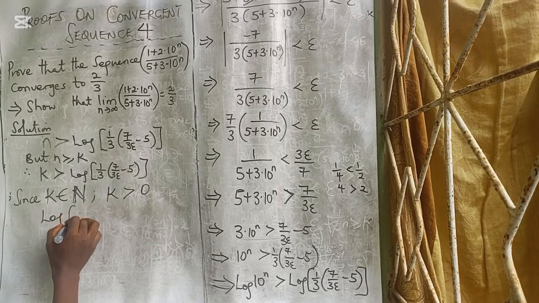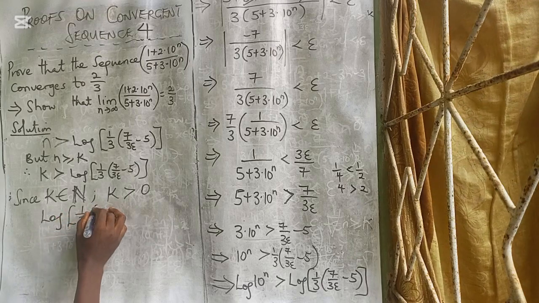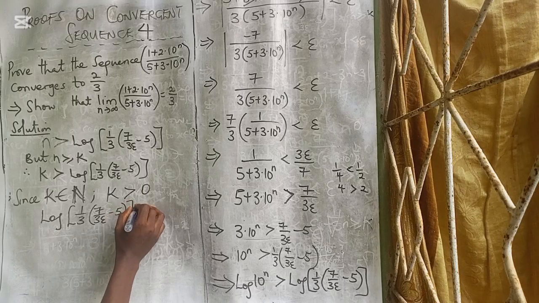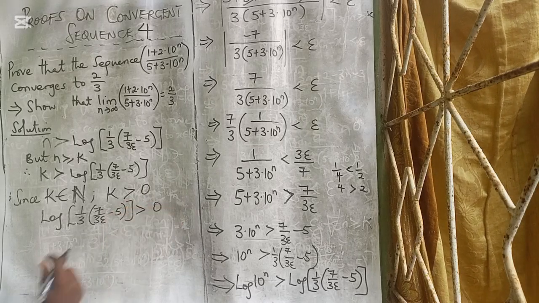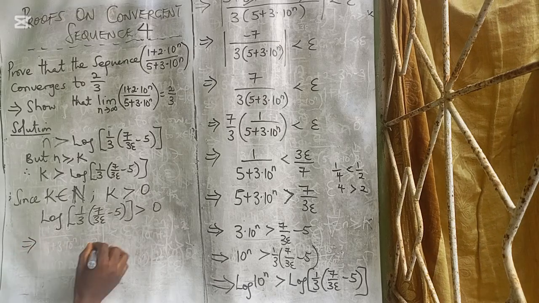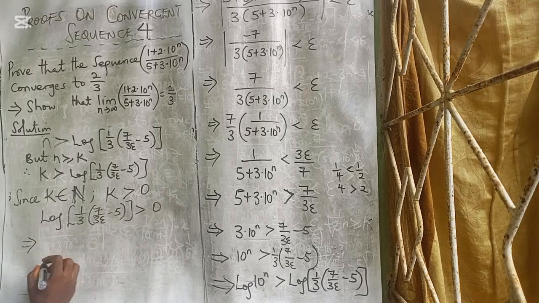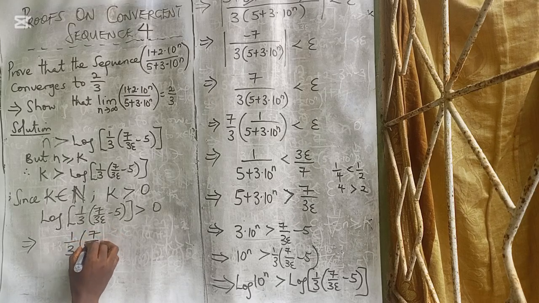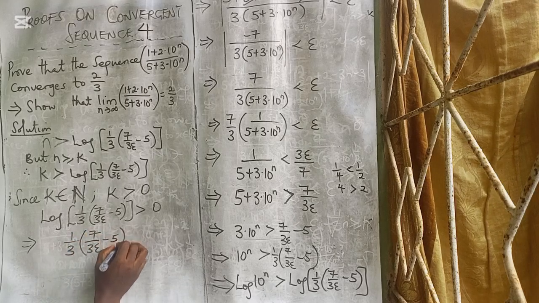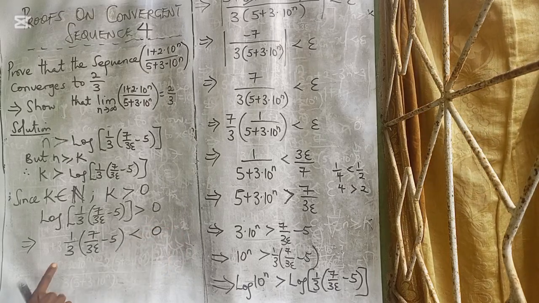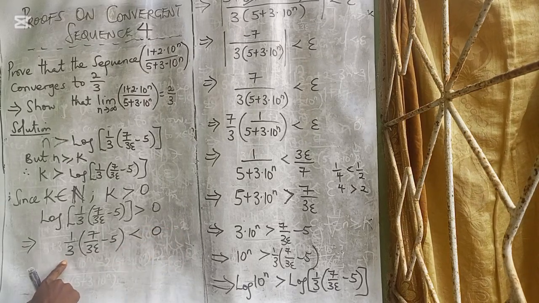Therefore, the log of 1 over 3 into 7 over 3 epsilon minus 5 will be what? Greater than 0. And this becomes what? The log values go away. We have 1 over 3 into 7 over 3 epsilon minus 5 now to be what? Less than 0.